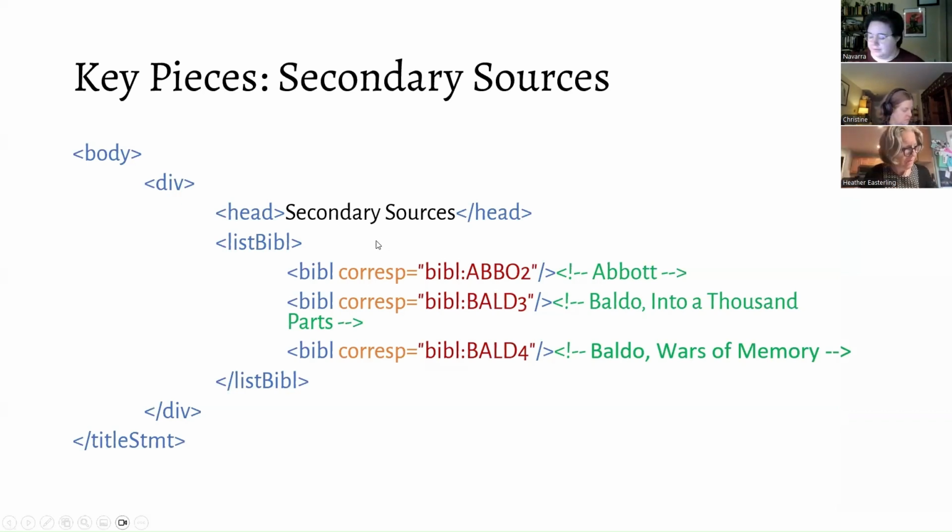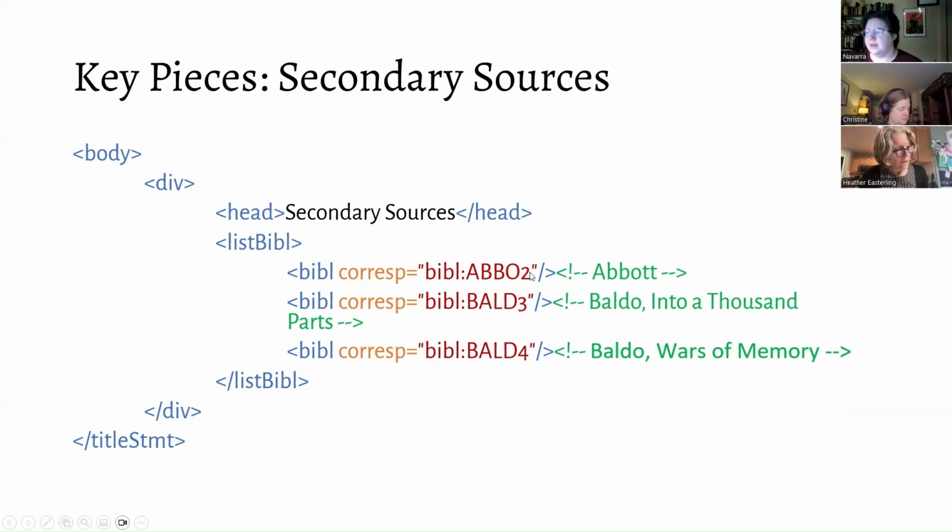Secondary sources. So again, we've got two divs. The first div is going to be your editions collated. The second div is going to be your secondary sources, and this is everything else that you cite in your edition. Again, we're going to have that div. It's going to have a head that says secondary sources. And then you have your list bibl, because this is a discrete little bibliography of secondary sources. This one is organized alphabetically.